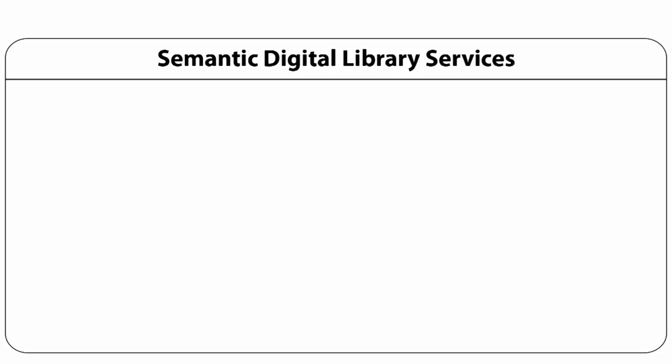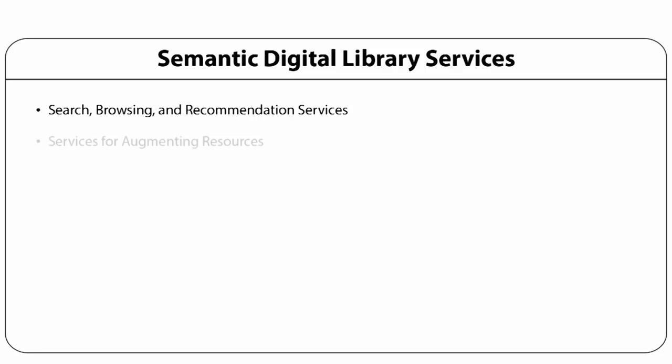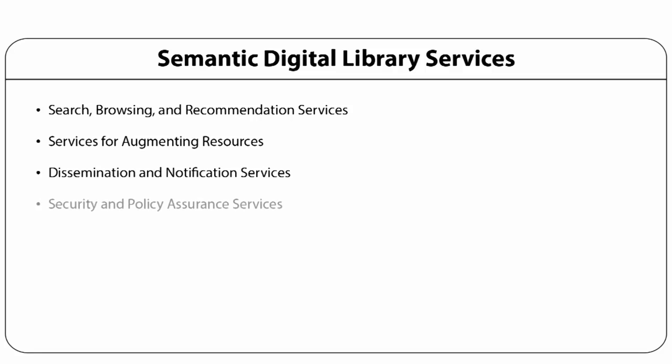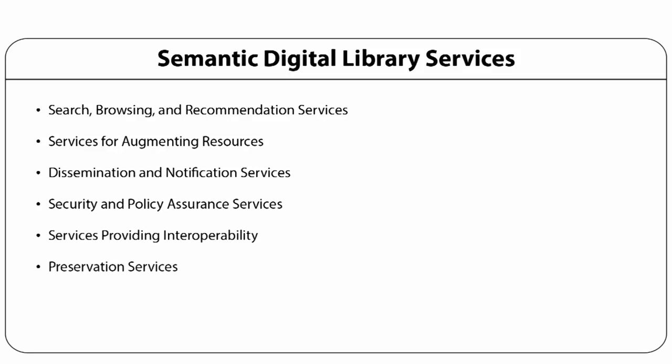Major goals of a semantic digital library is to provide search, browsing and recommendation services, provide services for augmenting resources, provide dissemination and notification services, to provide security and policy assurance services, to give services providing interoperability, providing preservation services, providing quality assurance services and integrated documentation. Now let us discuss about all these services in detail.